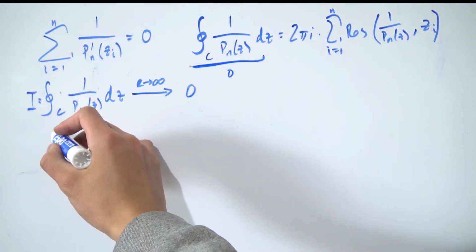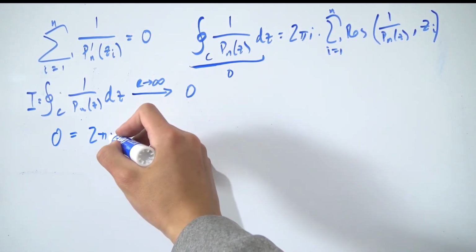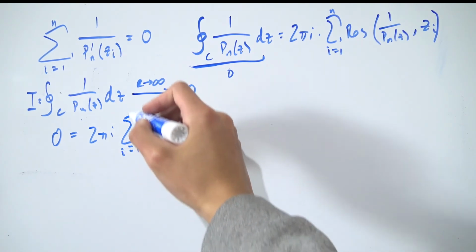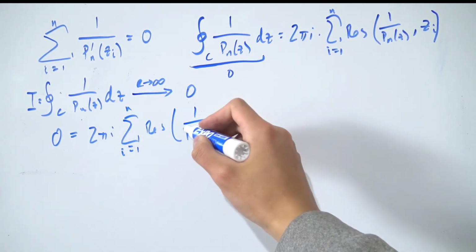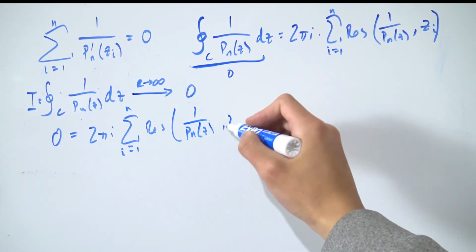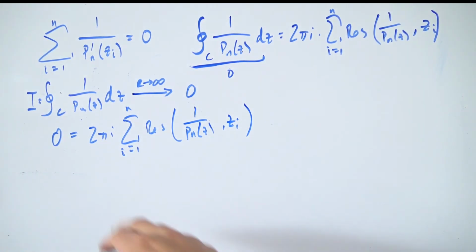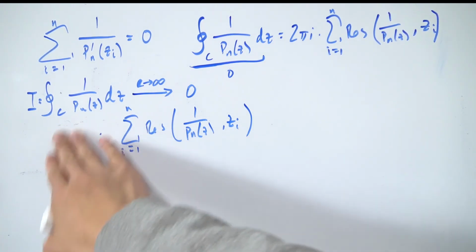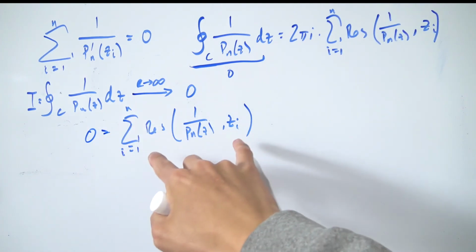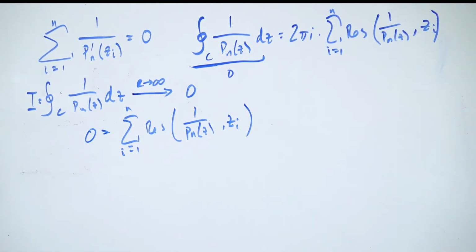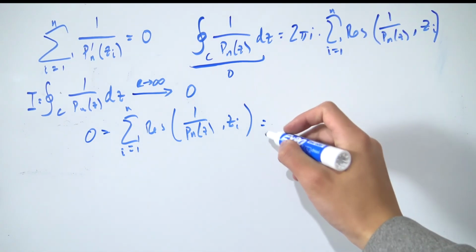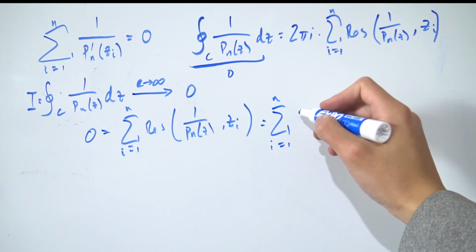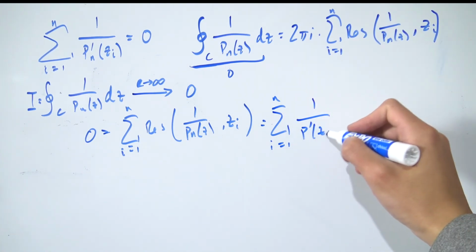So overall, we showed that 0 is equal to 2 pi i times the sum of the residues, the sum from i equals 1 to n of 1 over Pn of z at all the zi's. And well, 2 pi i is not equal to 0, so we can divide both sides by 2 pi i. So we showed that 0 is equal to the sum of residues of this thing. But remember, this was also the exact same thing as the sum from i going from 1 to n of 1 over p prime of zi.